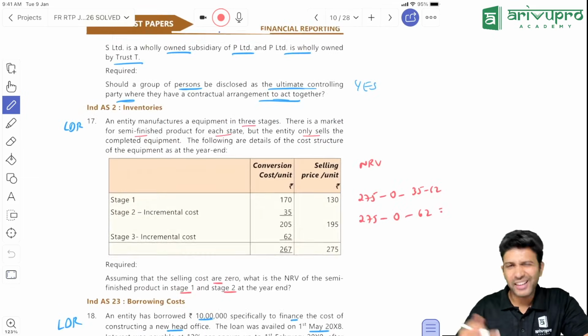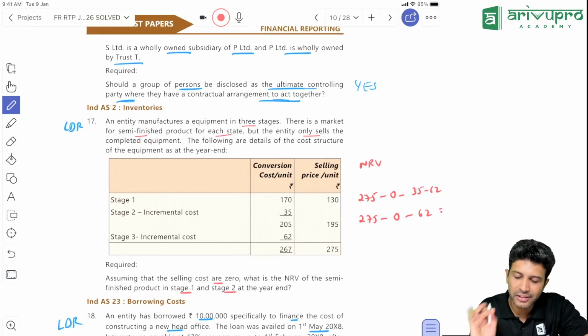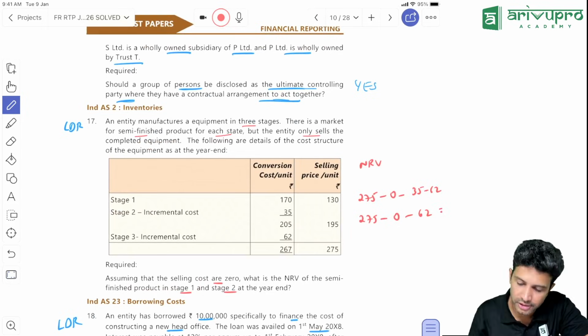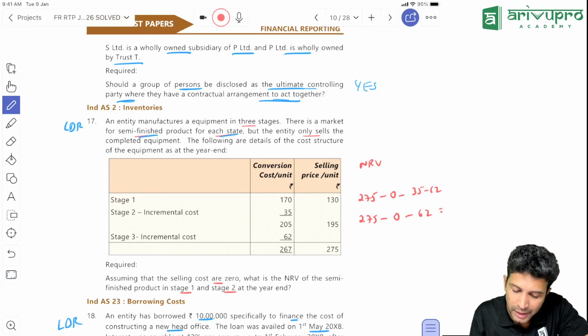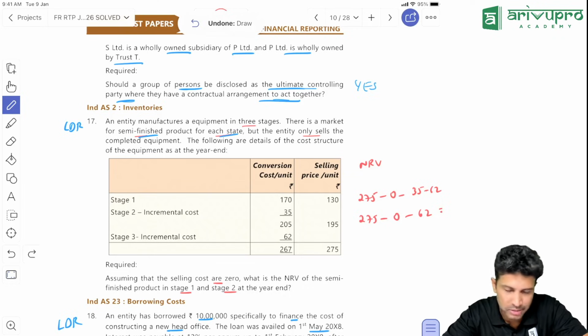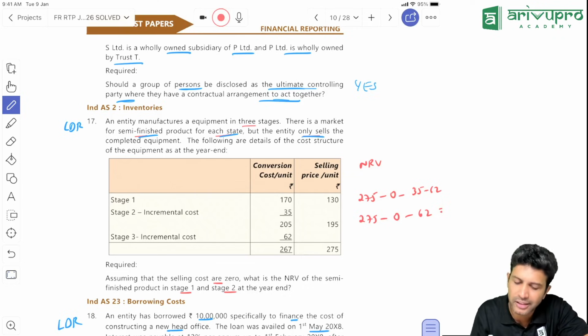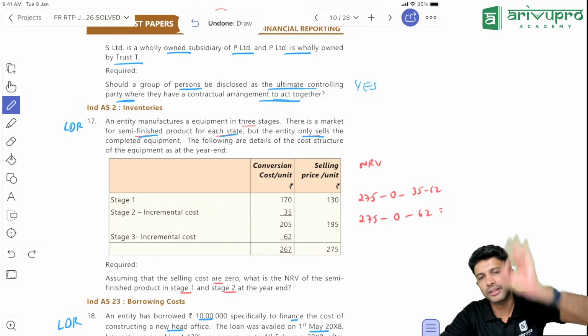Question number 17, easy question on inventory. An entity manufactures an equipment in 3 stages. Goods are produced in 3 stages. There is a market for the semi-finished product for each stage. Even work in progress has a market value, it seems. But the entity's practice is to sell only the completed equipment. We don't sell any work in progress. We sell only finished goods.